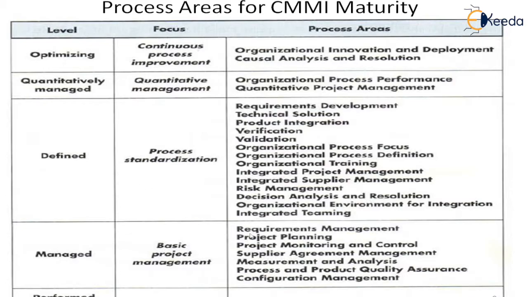If an organization wants to be assessed at the managed level, then all these process areas have to be assessed for level 2. Similarly, if it wants to be at the defined level, level 3, then all these process areas have to be assessed for quality compliance.